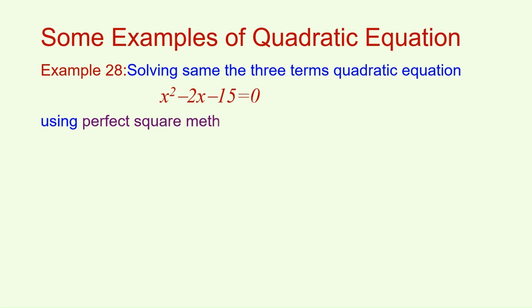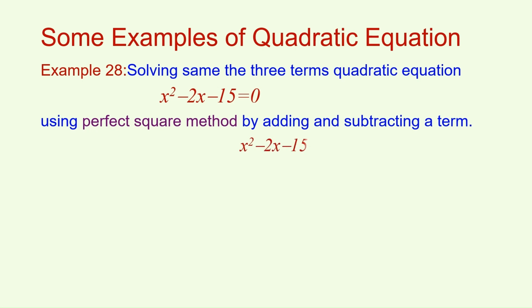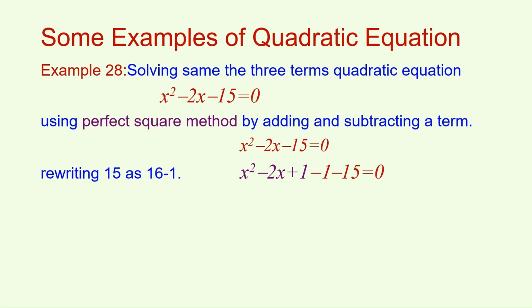Example 28. Solving the same three-term quadratic equation, x squared minus 2x minus 15 equals 0. Now here, we solve the same equation using the perfect square method by adding and subtracting a term. x squared minus 2x minus 15 equals 0. Rewriting 15 as 16 minus 1.